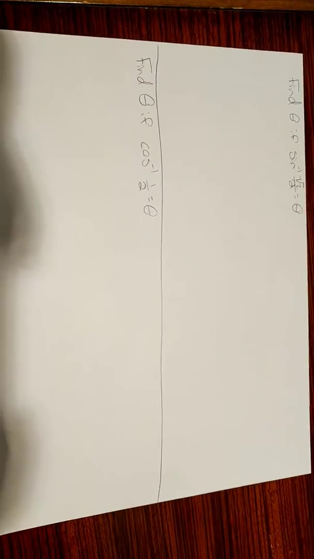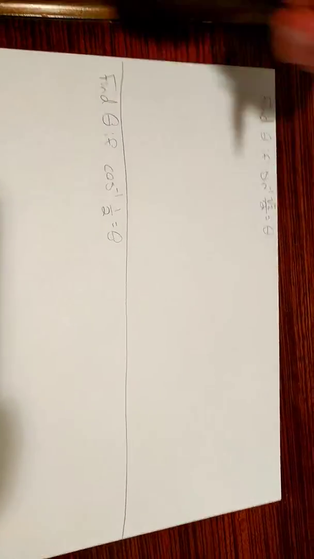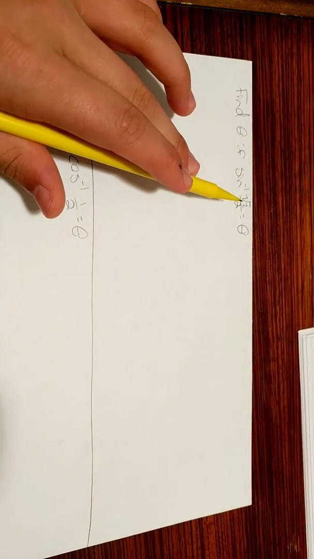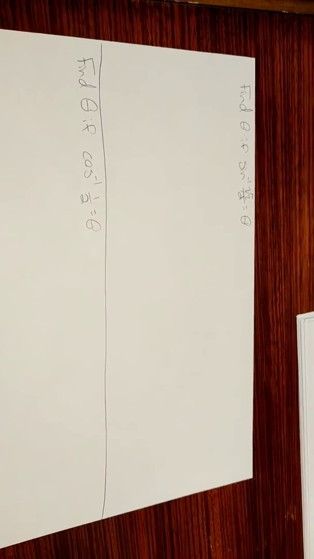So today I have two different problems. Let's start with the first one. Find theta if the inverse sine of square root of 2 over 2 is equal to theta.